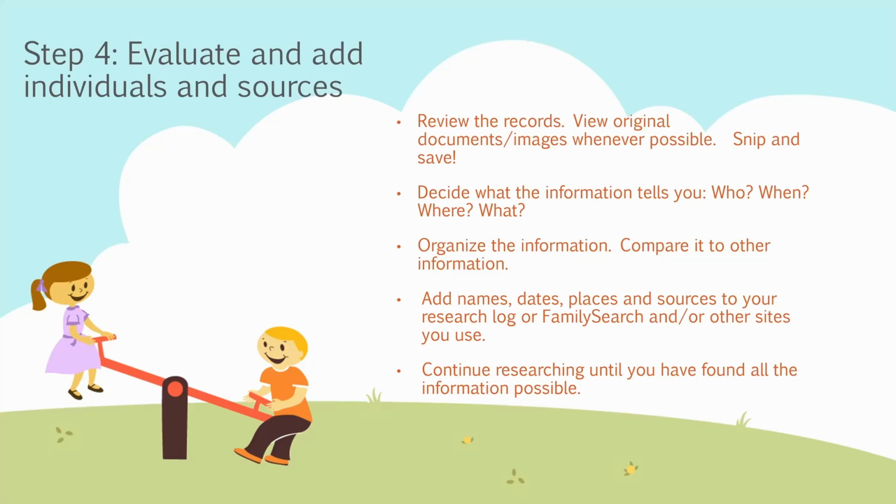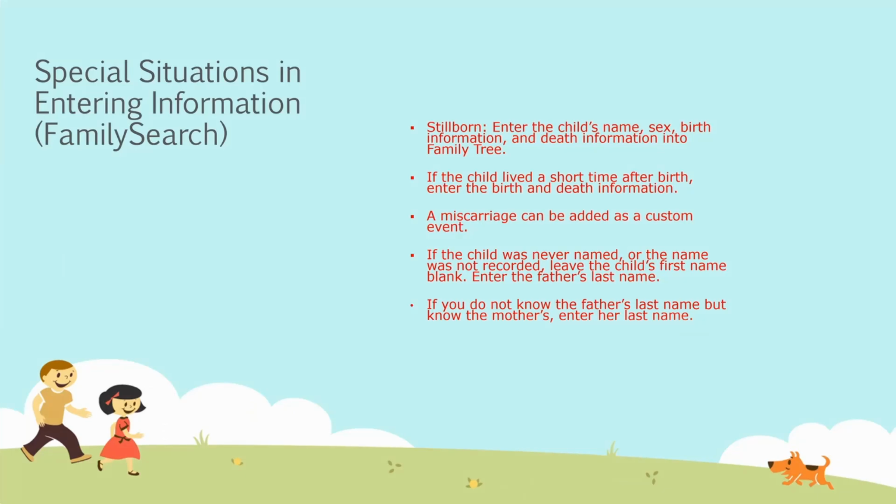If you're not satisfied, continue researching until you've found all the information that you feel comfortable with, to make sure that you're done with this person. And then the next thing is special situations. Some of the information you come up with may or may not work for Family Search, or you don't know how to enter it in Family Search. So this is kind of what this is about, particularly Family Search, but you can apply it to other sites as well.